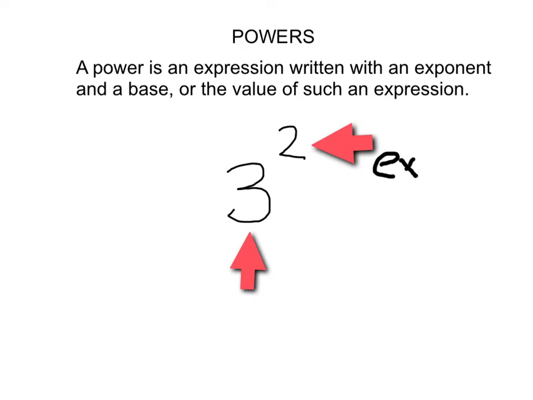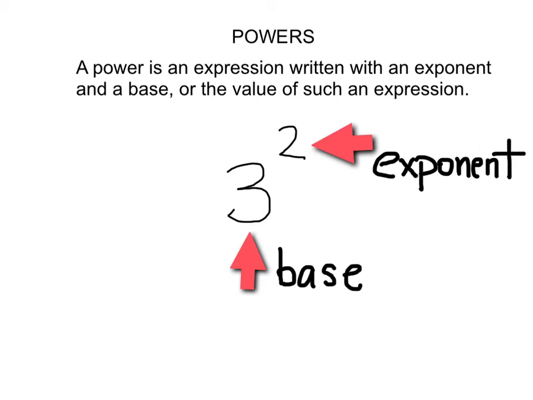The 2 represents the exponent, and the 3 is the base number. So what the exponent tells us is how many times we are to take the base and multiply it by itself. So this is telling us to take the base number of 3 and multiply it 2 times, which of course would equal 9.